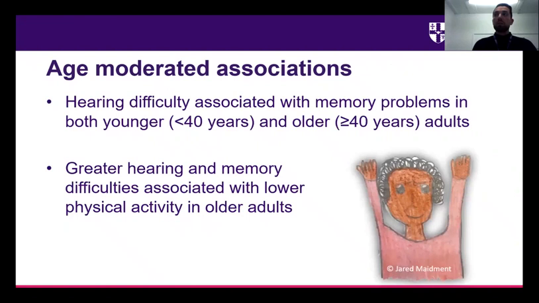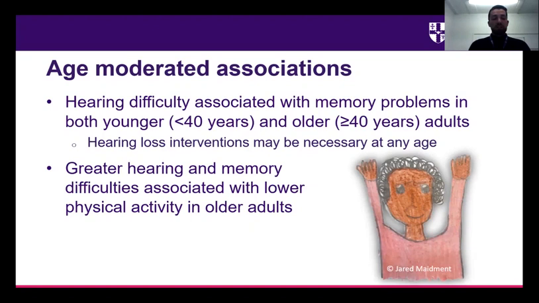We also split our sample by age. So we did a median split and split them by younger and older adults. And what we found here is we tested the associations between our variables, and we found that hearing and memory problems, this association was present irrespective of age. So irrespective of whether you were younger or older, if you reported a hearing difficulty, you also reported memory problems. And what this might suggest is that hearing interventions may be necessary at any age in order to tackle some of these memory difficulties.